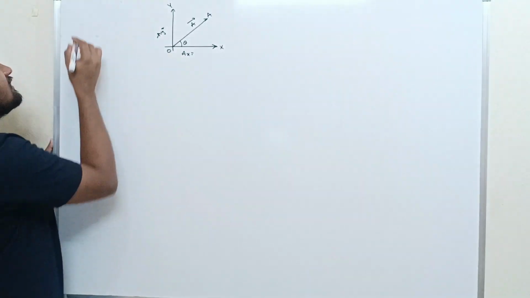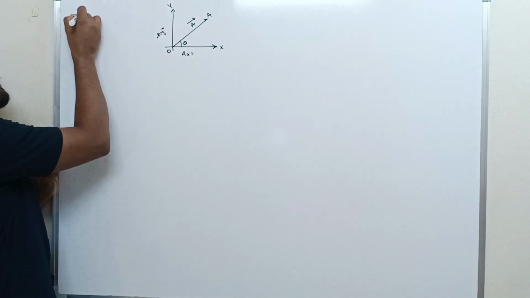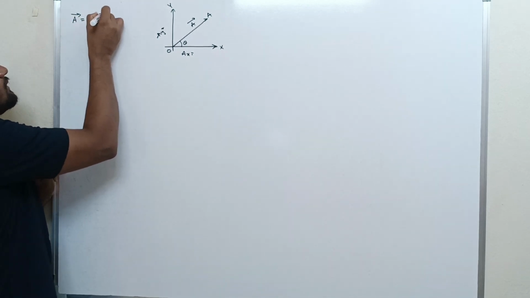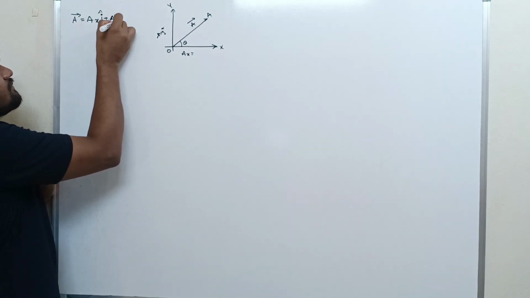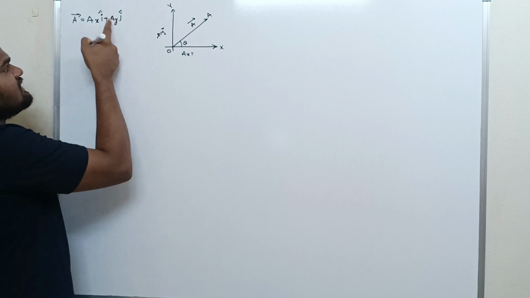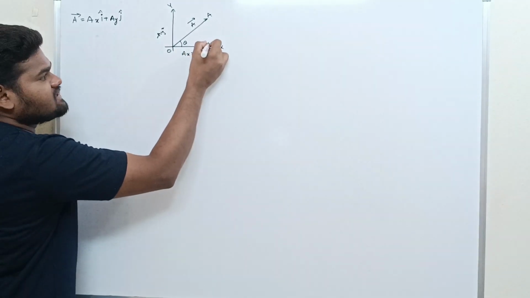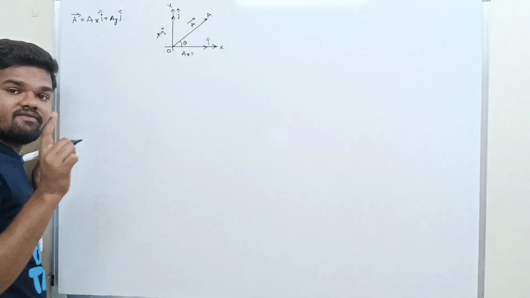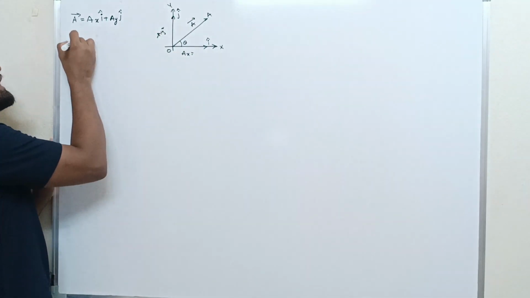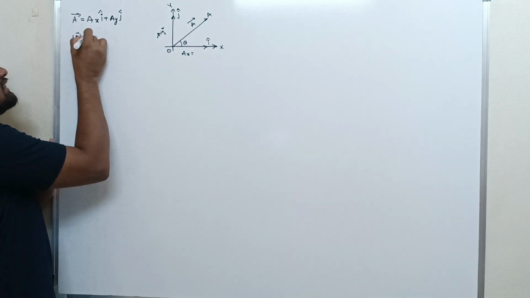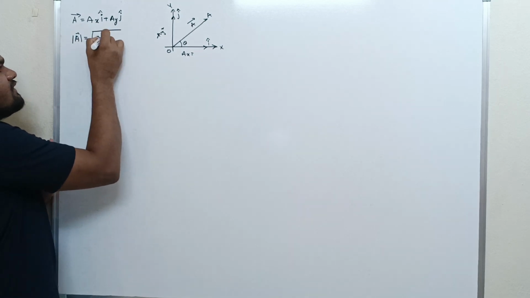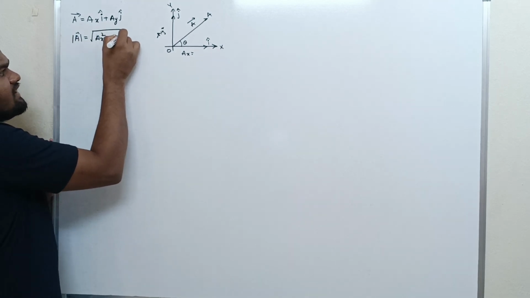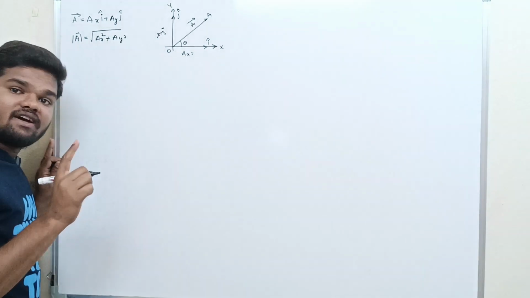Right. Have a look. So what we got? The vector A bar is equal to AX I cap plus AY J cap. What is I cap? What is J cap? I cap is the unit vector along the x-axis and J cap is the unit vector along the y-axis. What is the magnitude of the A bar vector? The magnitude of the A bar vector is equal to under root of AX square plus AY square. Are you getting it?